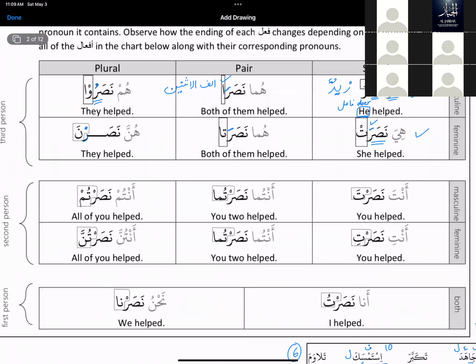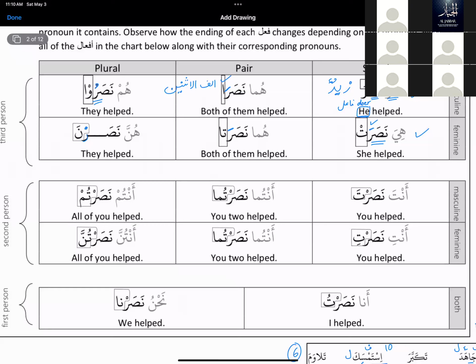So basically, Mabni ala is of three kinds. For Hua, Hiya, and Huma, both Humas, they are Mabni ala Fatha. Then Hum is Mabni ala Dhamma. And then Hunna is Mabni ala Sukun, and onward, everything is Mabni ala Sukun. Easy?